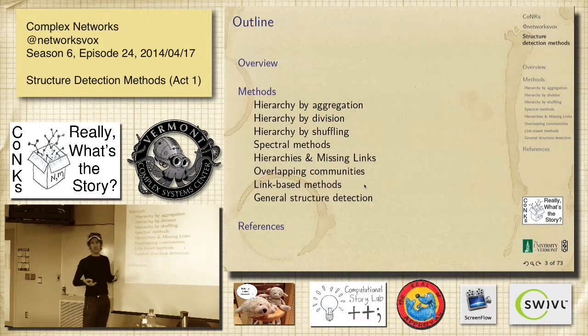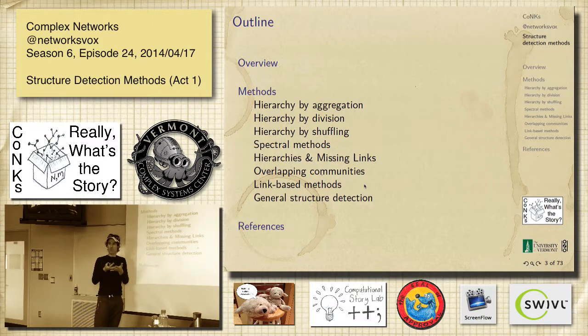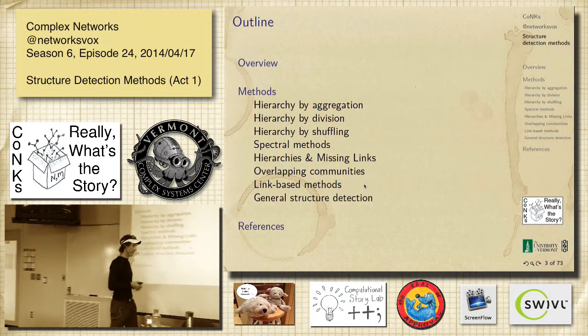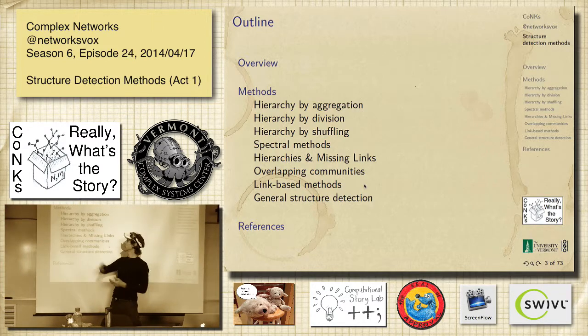Overlapping communities, so this will be a break from all of this. The story will be, you can belong to more than one community. And this is an old point of ours and others that suggests that this is a hard thing to do, because all of these are about breaking it into specific communities. So the nodes are only in one community.